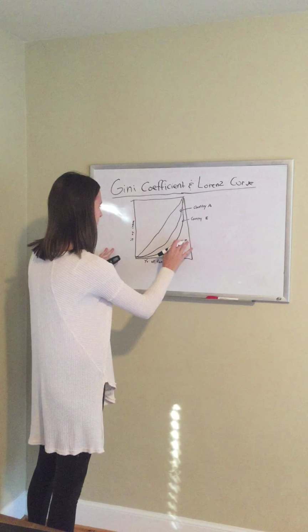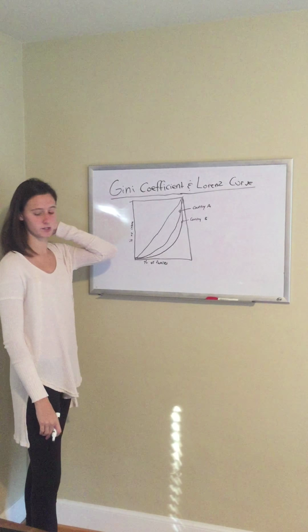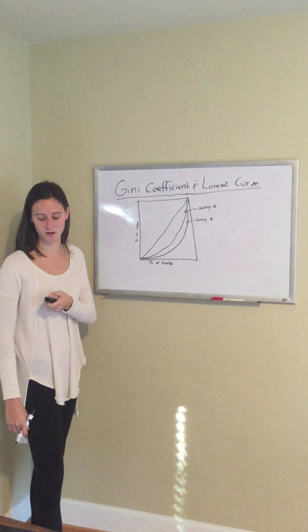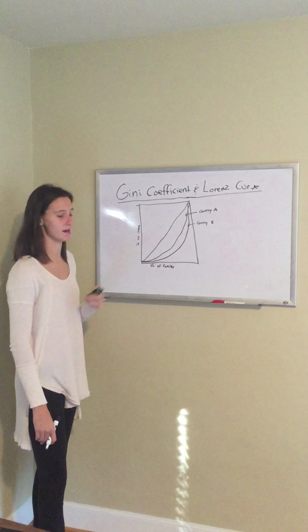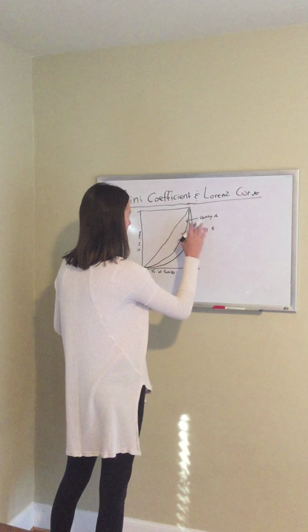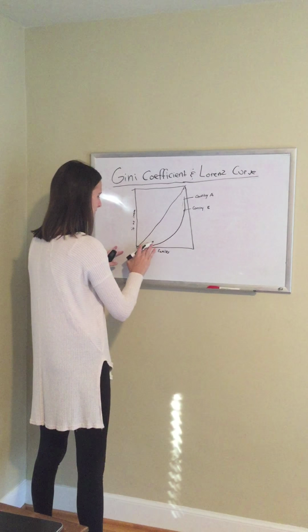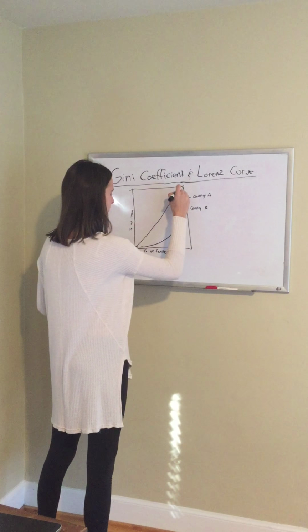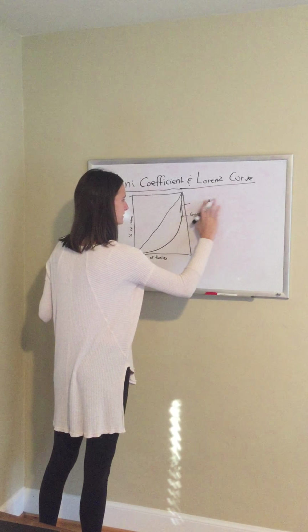Now we're going to associate the Gini coefficient into this. And the Gini coefficient is a measure of inequality of a distribution. It was devised by Gini in 1912. So I'm going to take out country A real quick. And we're just going to use this Lorenz curve for country B. So let me just erase this.